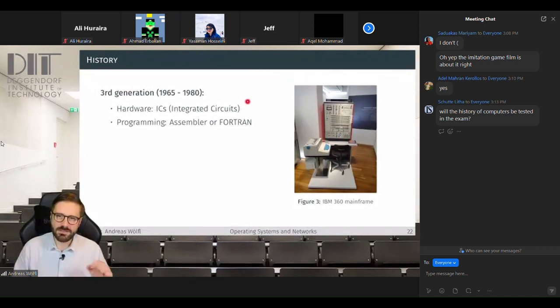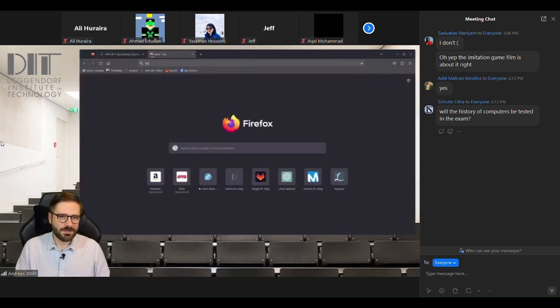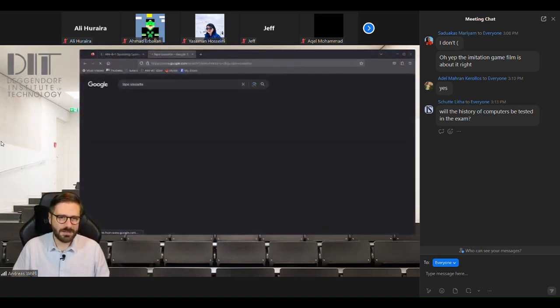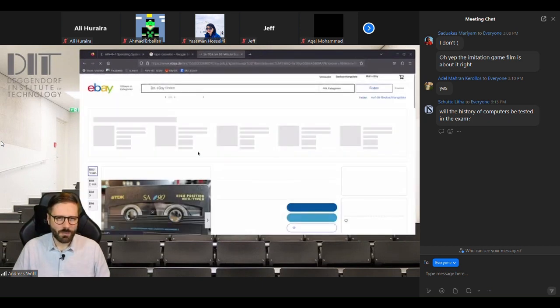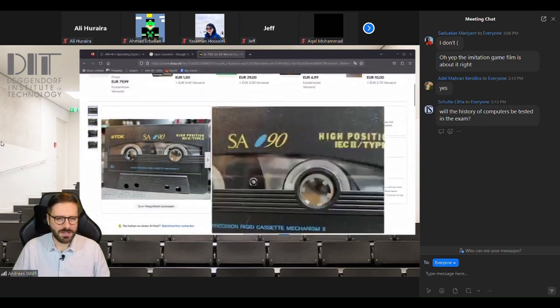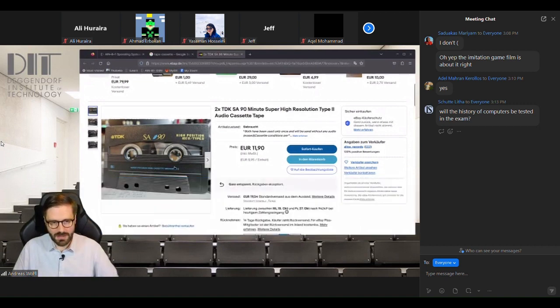In the mid-60s to the 80s, you can program these machines with assembler and Fortran as well. You can input in punch cards and tape drives. So you could have magnetic cassettes. I don't know, I guess you're young enough. So tape, cassette, let me Google that. So these are the things where programs, you need to buy it on eBay now.